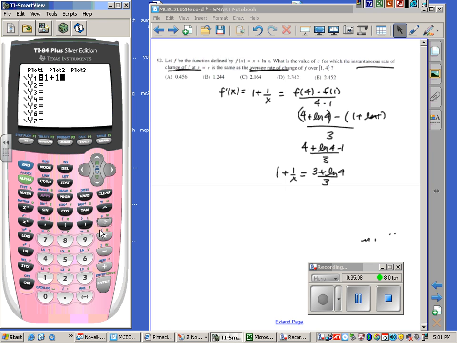1 plus 1 over x, and then parentheses 3 plus natural log of 4 parentheses over 3. Graph it. We're trying to see where they intersect. They intersect right here, which you can kind of see is a little bit more than 2, but we want to be sure. So second trace 5, enter, enter, enter. We get 2.164.